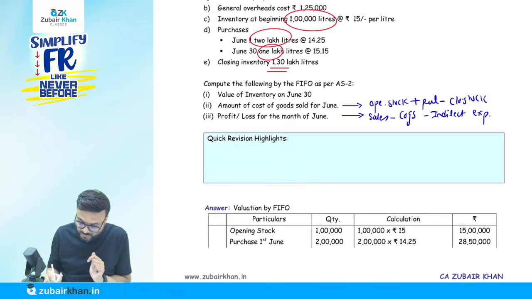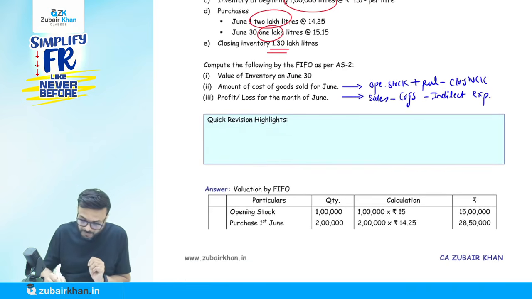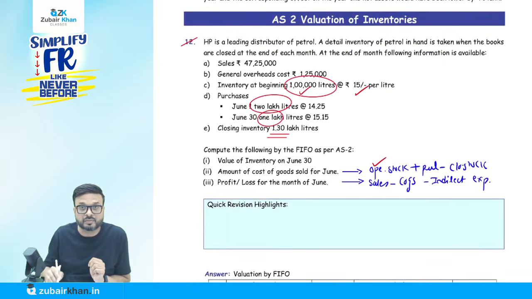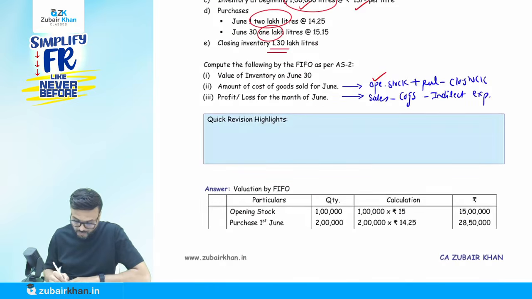I will come to the value of inventory, because when I calculate the COGS in point number 2, we have to calculate the closing stock also. I will come to that. But the first thing is the opening stock. Let me write one by one. So opening stock, how much is there? 1 lakh liters at 15 rupees. So 1 lakh quantity multiplied by 15 is 15 lakh.